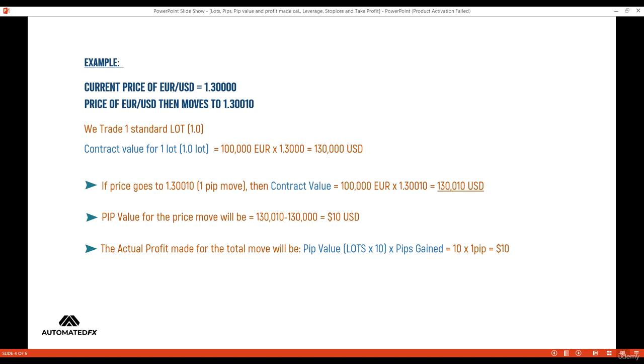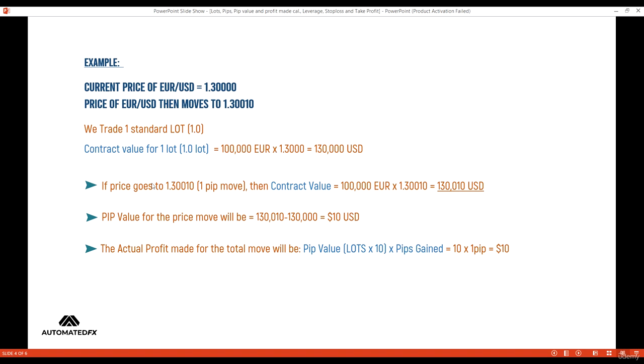Now the contract value for one lot will be equal to 100,000 of the base currency, which is euro in this example. Remember, it's Euro USD, and a standard lot is 100,000 of the base currency. So it's going to be 100,000 euros. The contract value will be 100,000 multiplied by the current price. That will be 130,000 USD. So we're going to need 130,000 USD to be able to fund this contract.